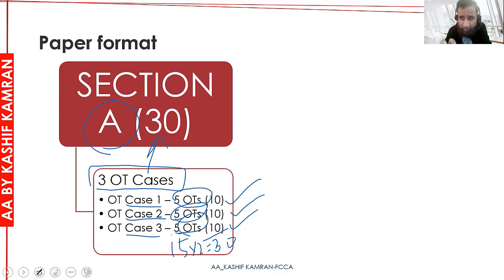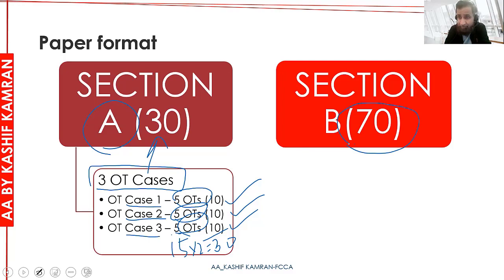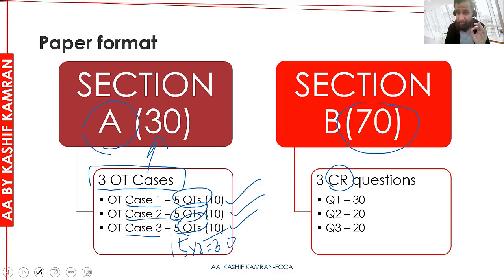Moving next, there is a section B of the paper. Section B is worth 70 marks, which means it plays a crucial part in your success and failure. You have to score a significant number of marks from section B to ensure you pass the AA paper in the first attempt. Section B of 70 marks consists of three questions, and they are constructed response questions. That means you need to write the answer, a proper answer. They're not multiple choice questions.